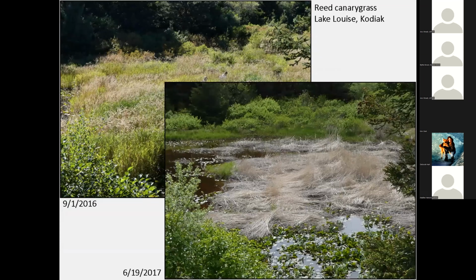Another example of reed canary grass impacts. Here's a wetland swamp at the head of Lake Louise in Kodiak's Buskin watershed. This photo shows the dead reed canary grass after the first chemical treatment.